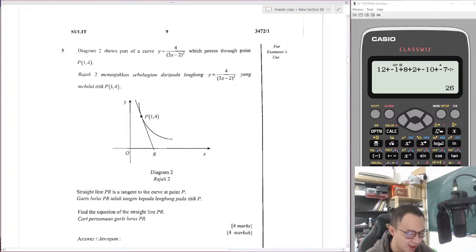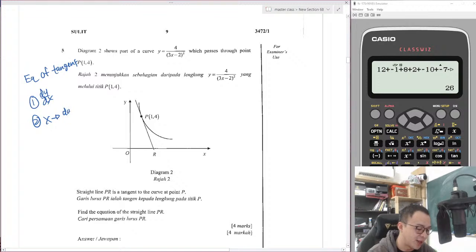Alright, so the straight line PR is a tangent to the curve. For tangent, actually, it's very easy. I tell my students to always follow these steps to get the equation of a tangent. If you have any notebook with you, copy down these 3 steps. First step, do dy/dx. Second step, sub the x value into dy/dx. Third step, form the linear equation: y minus y1 equals m, x minus x1.